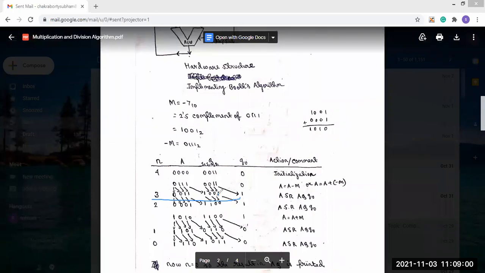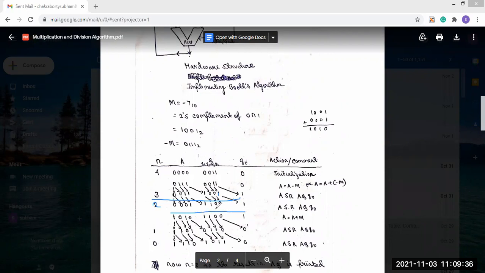So this 1 will move here, this 0 will move here, this 0 will move here, and this 1 will move in this position. And this 1 will move here, this 1 will move here, this 0 will move here, and this 0 will move here, and in this vacant position a 0 will be placed because it is shifting one position right. And after that n equal to n minus 1. So previously our n was 3, now our n becomes 2. So this is what we get after this.